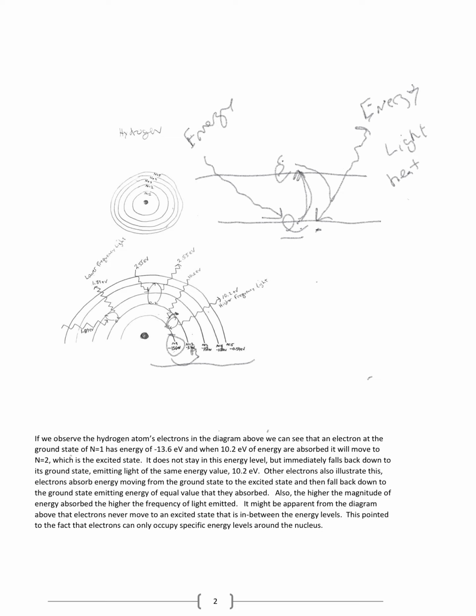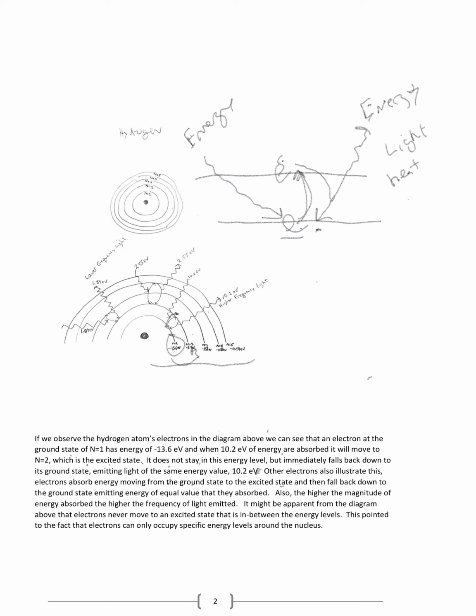It does not stay in this energy level, but immediately falls back down to the ground state, emitting light of the same energy value, 10.2 electron volts. It's not going to emit less. It's not going to emit more. It's always going to emit the same amount of energy that was absorbed. Other electrons also illustrate this. Electrons absorb energy moving from the ground state to the excited state and then fall back down to the ground state, emitting energy of equal value to what they absorbed.